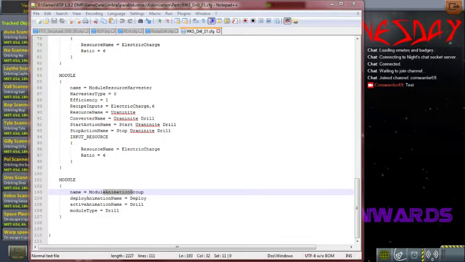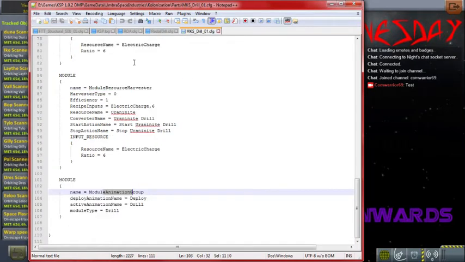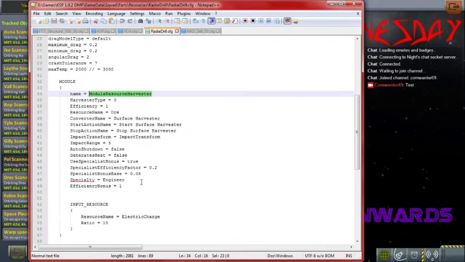Just as the music ends. So, that's the drills. If we have a look at a stock one, we see it's pretty much the same, except this one's got a few extra options on than the MKS drills. So if you have a look at these, again: harvester type, efficiency, resource name, bin through, converter name, bin through, impact transform.